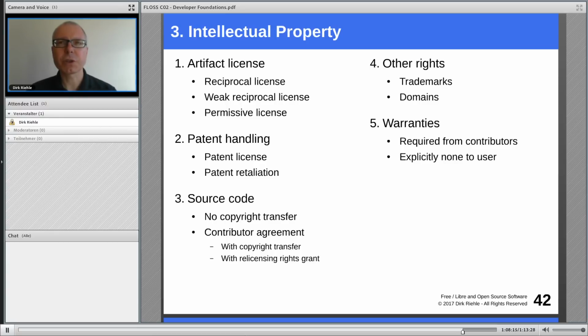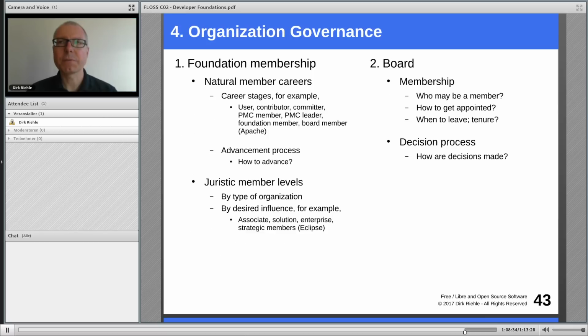So most foundations require a copyright transfer to the foundation, so that the foundation really is a proper representative of the project, legally speaking. All of this needs to be managed, all of this needs to be defined, all of this requires its own legal documents that need to be made available. You also clarify, if any, what the warranties are that you provide to your members.